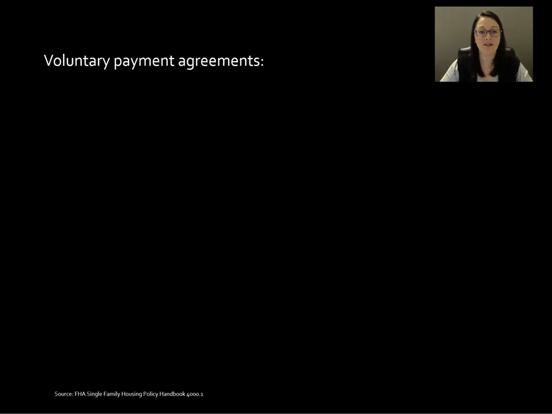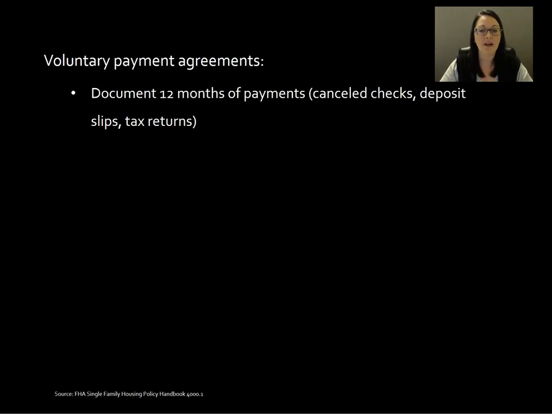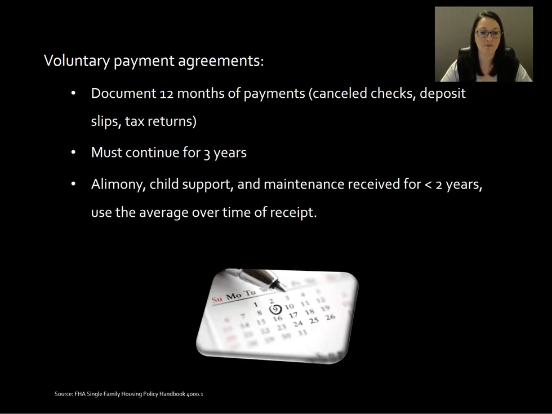Now when it comes to voluntary payment agreements, so that's where maybe you have a married couple or maybe a non-married couple that has split apart and they haven't gone through the courts to do any type of divorce decree or custody agreement. So the ex-spouse or the ex-partner is making voluntary payments and you would like to use that as effective income. In that case, you would need to document 12 months of payments. So again, that can be canceled checks, deposit slips, tax returns, bank statements. You must also prove that it's going to continue for 3 years from the closing of the mortgage.